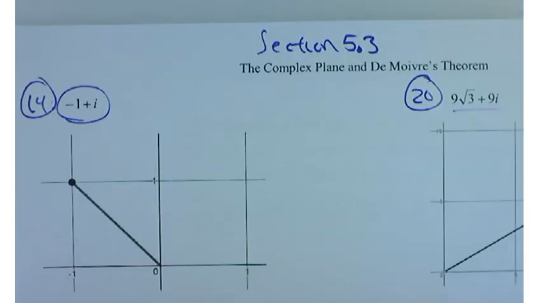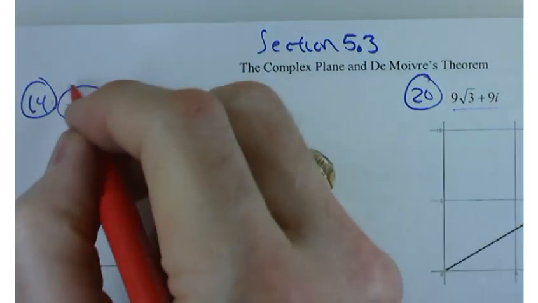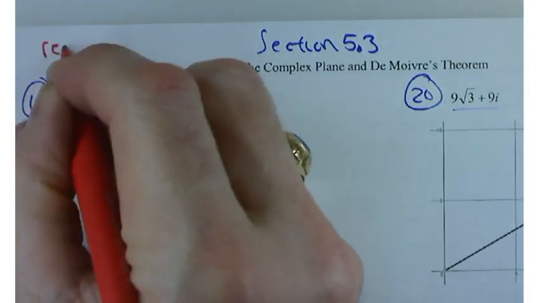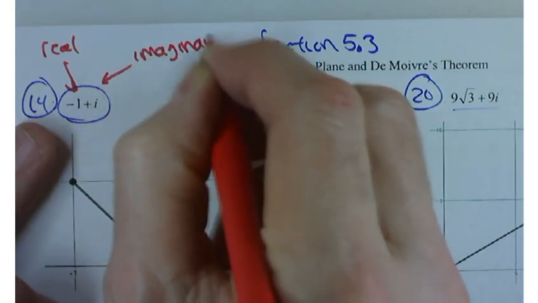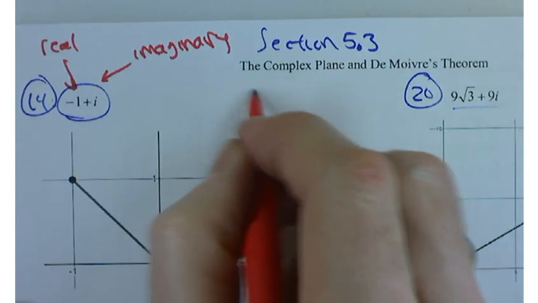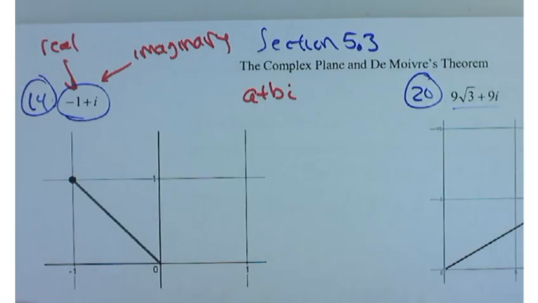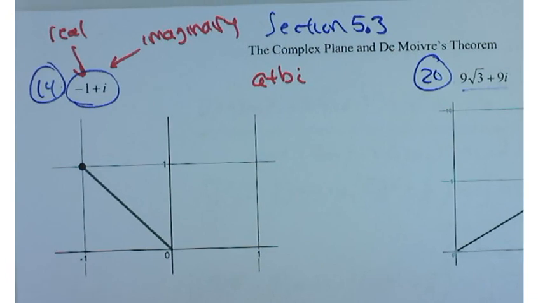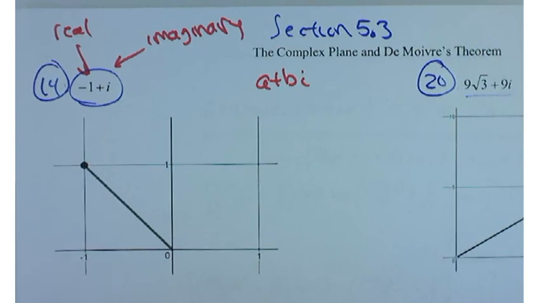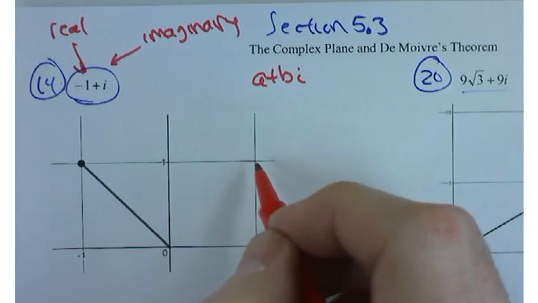There are two parts to a complex number: the real part and the imaginary part. So there's your real part and there's your imaginary part. In general, they're written in the form a plus b times i. That's what's called rectangular form, the same form that we had with Descartes. Descartes regarded points on the plane as being ordered pairs.